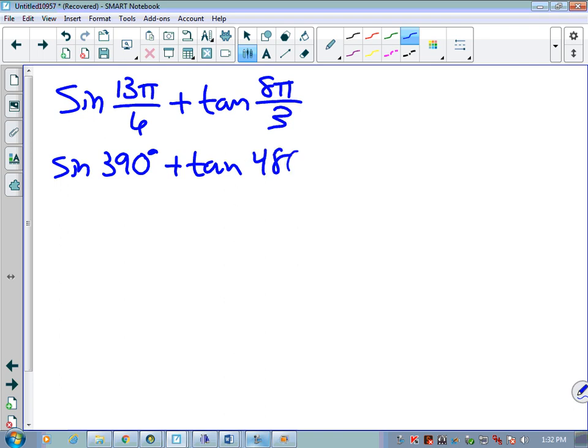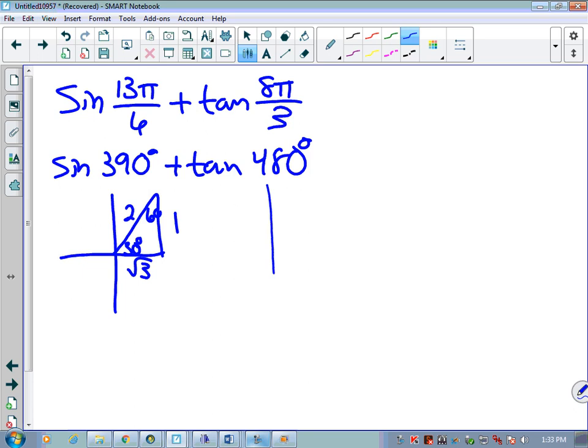On 390 degrees, it's positive, so we're going all the way around, which would get you to 360. Which means we have a remaining 30 degrees, so 30, 60, 90. We're at 1, radical 3, and 2 if you know your special right triangle ratios. Tangent 480, so I'm going to take 480 and subtract 360, see where I actually wind up. I wind up at 120 degrees, so that's leaving me here.